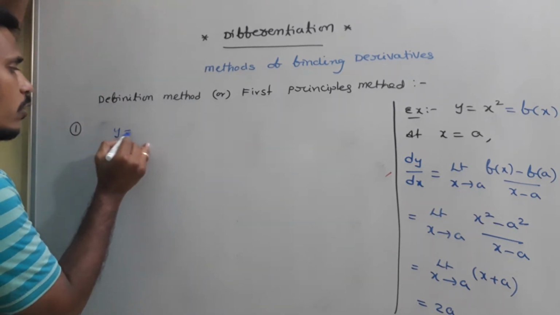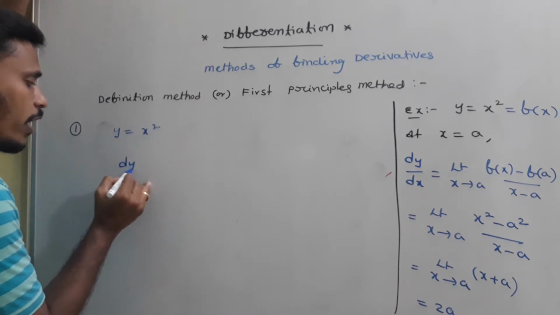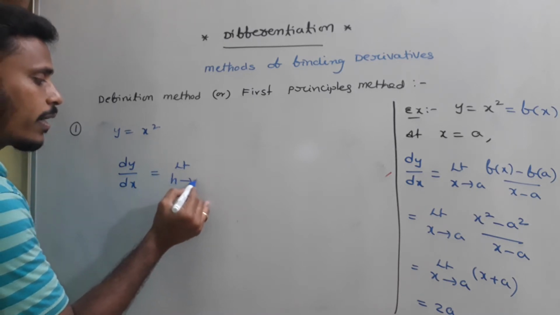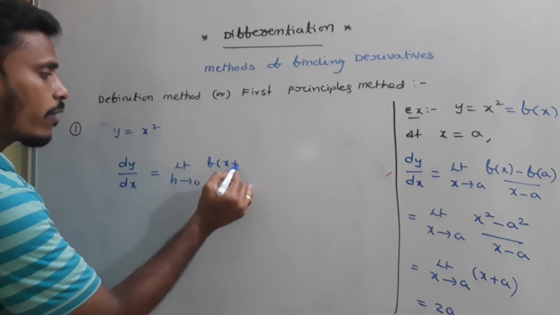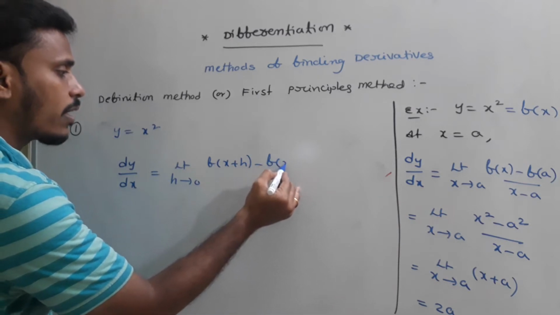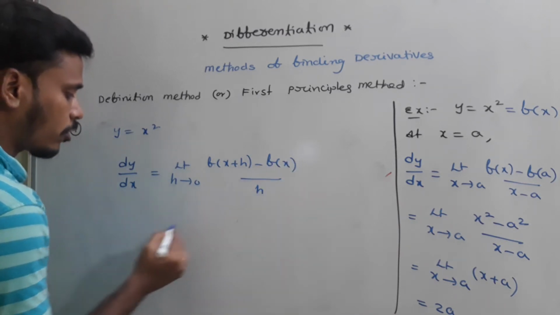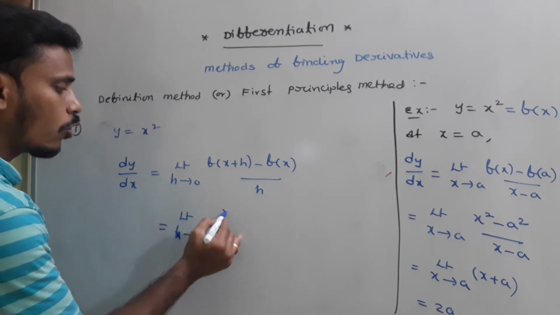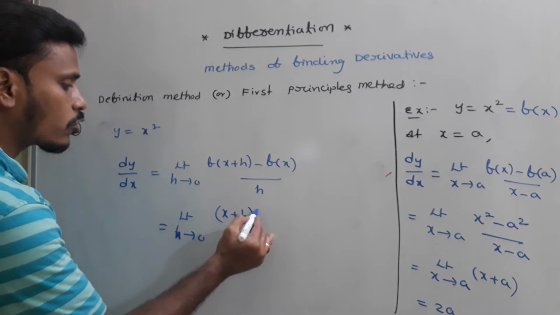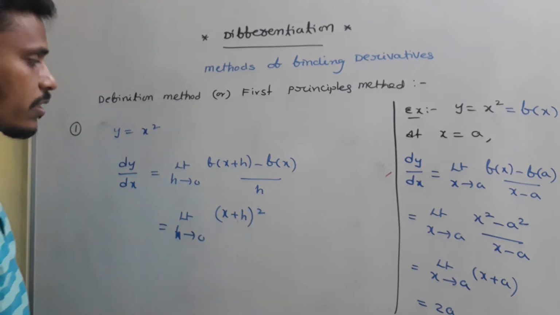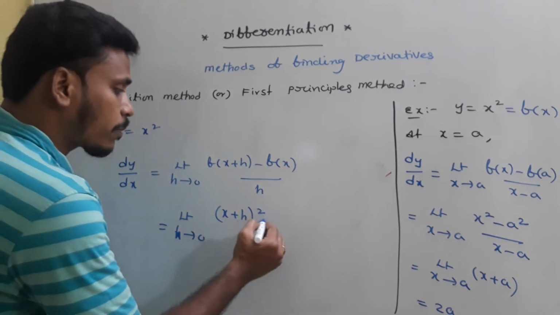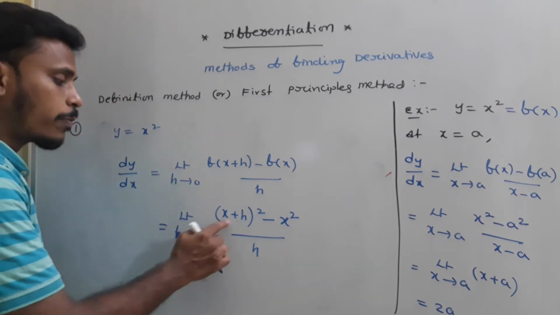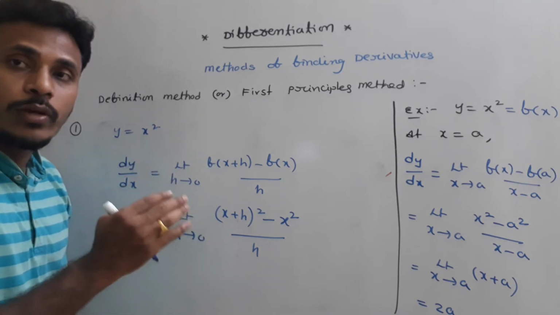Our function is y is equals to x square, and I am trying to find the derivative of this. In general, you use this particular one, limit h tends to 0 of f of x plus h minus f of x divided by h. That is equals to limit h tends to 0, where f of x plus h is x plus h whole square, since the function is x square, minus x square divided by h. X plus h whole square means x square plus 2xh plus h square.